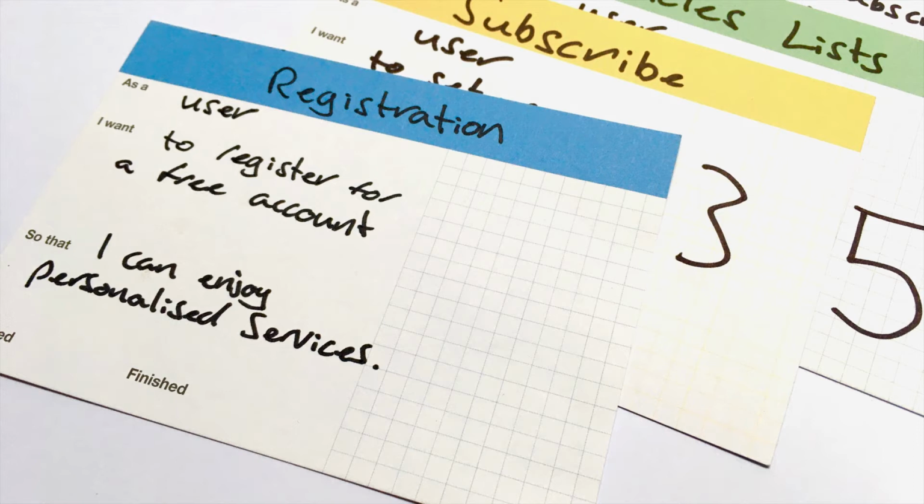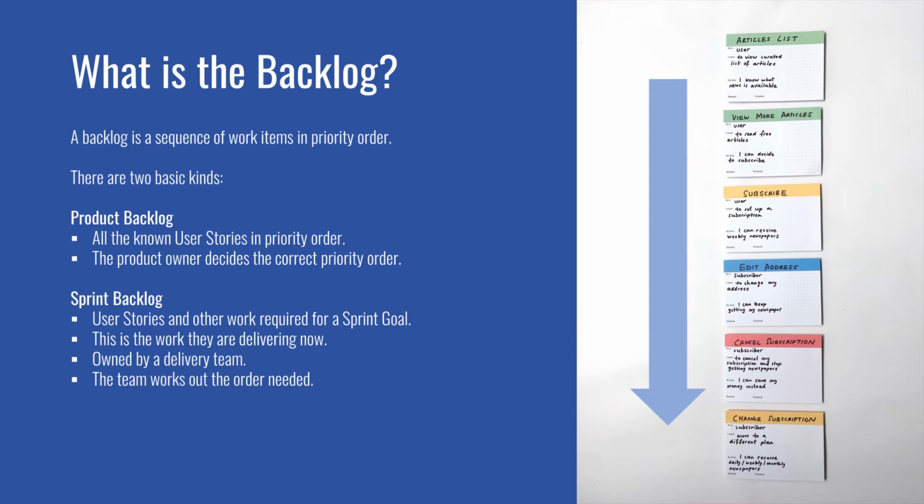User stories are prioritized in a backlog. A backlog is a sequence of work items in priority order. There are two basic kinds. The product backlog is a collection of all user stories in priority order. Your product owner decides the correct order of user stories based on all available information.